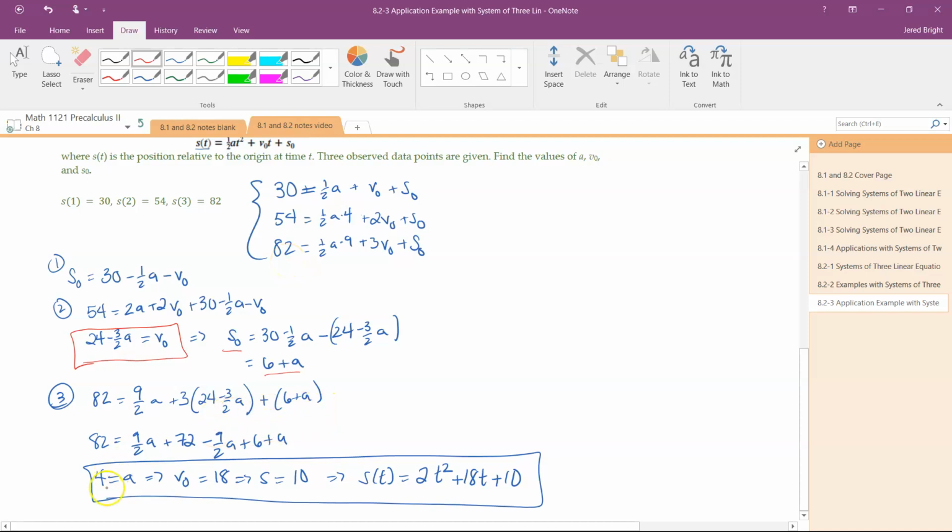cranked it down, and I got 4 was the value of a, v naught was the value of 18, and s naught, actually, I'm sorry, s naught should be 10. And that was the original problem. If you're interested, I went ahead and wrote the equation out. You don't have to, but know that you certainly can for just a little extra practice.